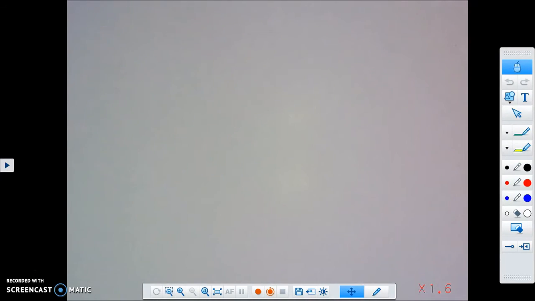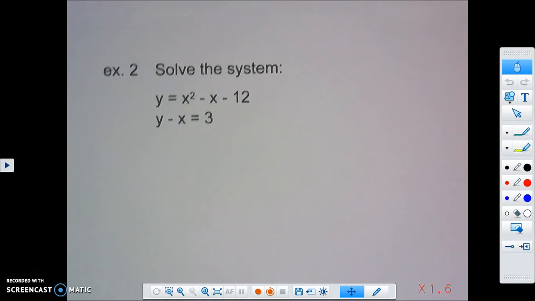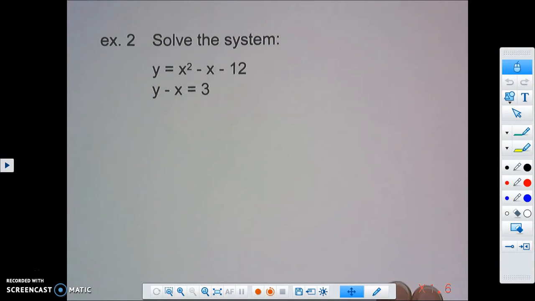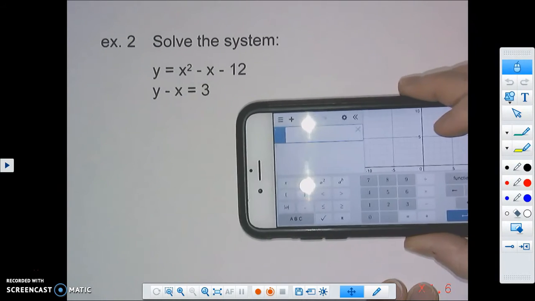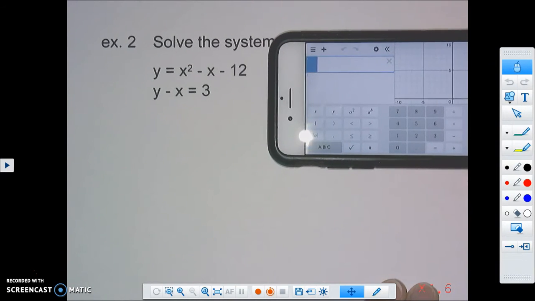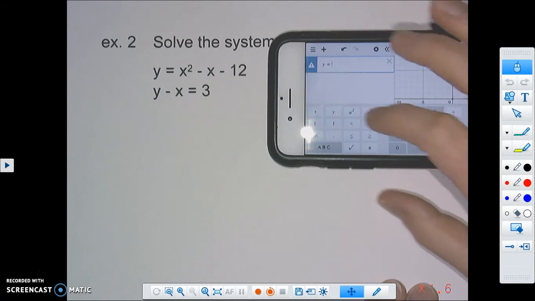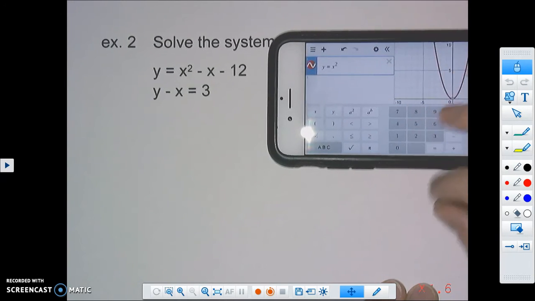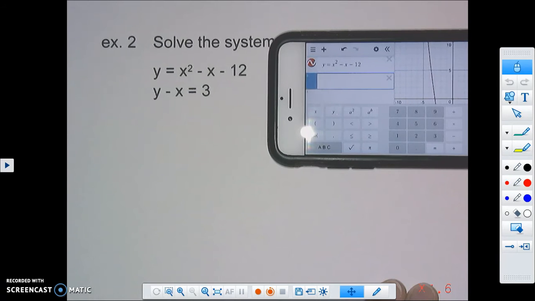Now, if it's not already graphed for us, we're going to be using the Desmos calculator to help us in solving this. So for this next example, I'm going to use the Desmos app here. We're going to plug these two equations into Desmos, exactly as they look: y equals x squared minus x minus 12. It's going to graph that for us. We're going to go down to the next line and type in y minus x equals 3.